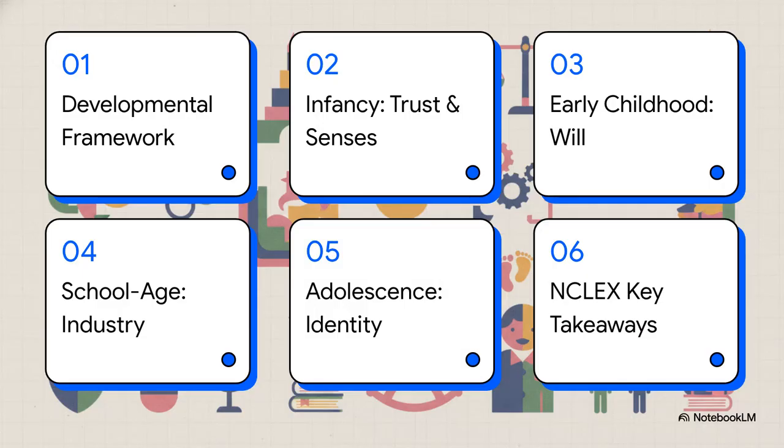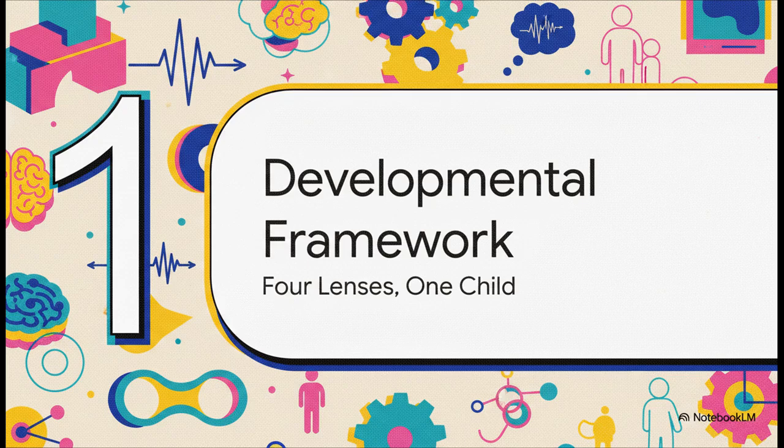So here's our game plan. We're going to take this chronologically. First, we'll build our foundation with the big theories. Then, we're going to walk through each stage of childhood, from tiny infants all the way to adolescence, and see how a kid changes through all these different lenses. And then, we'll wrap it all up with a super powerful strategy to help you clear these questions on your exam. All right, let's get into it.